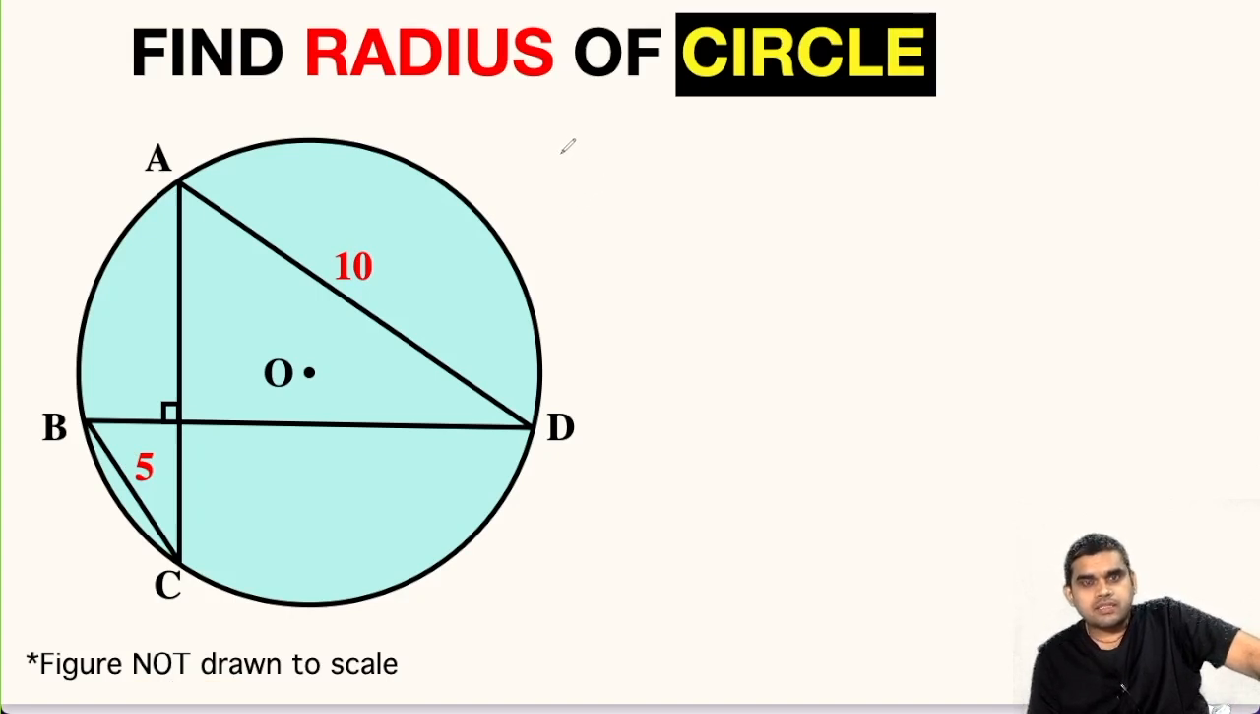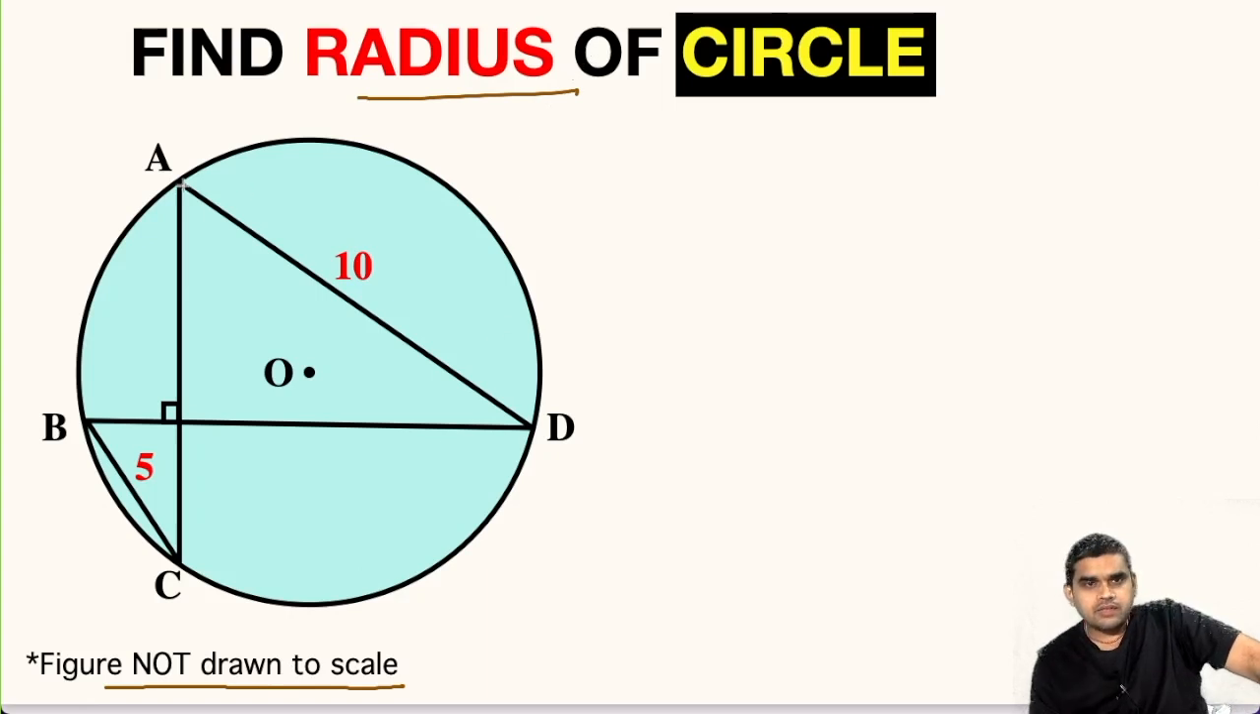So in this question, a circle is given and we have to find its radius. Here the measure of this chord AD is given as 10 units. Also BC is given as 5 units. There is a disclaimer that the figure is not drawn to scale.